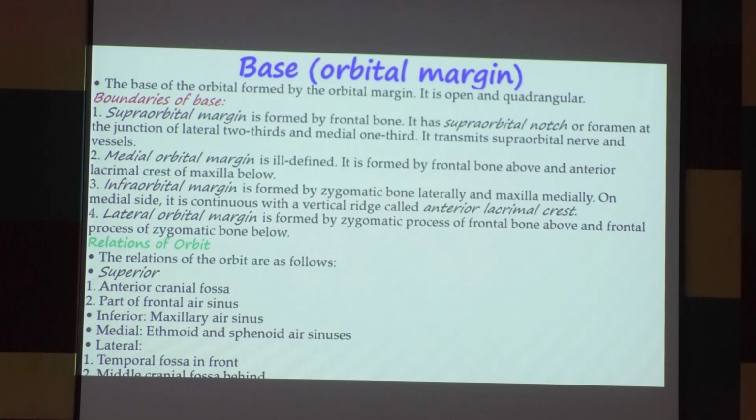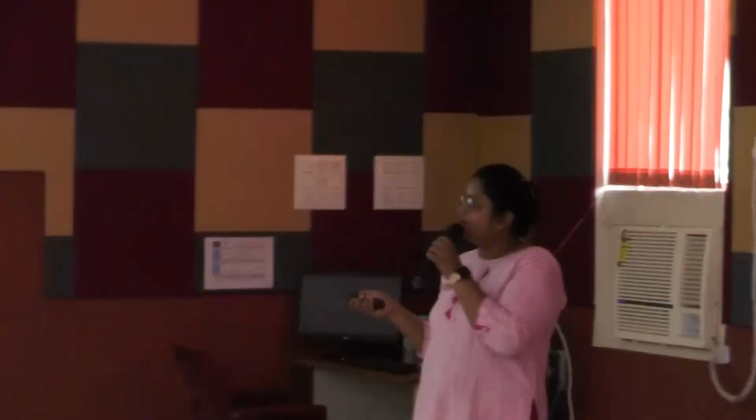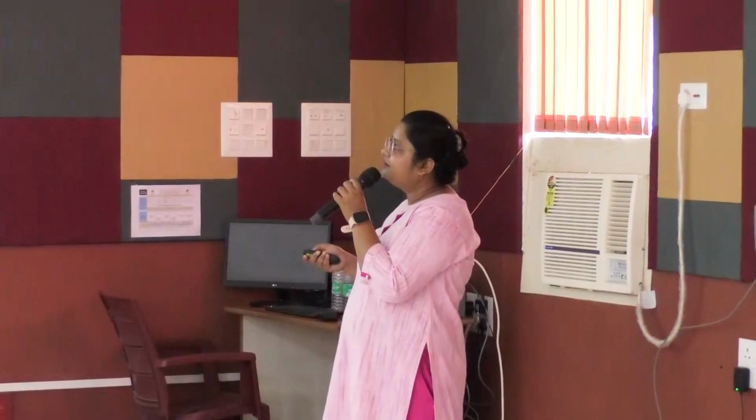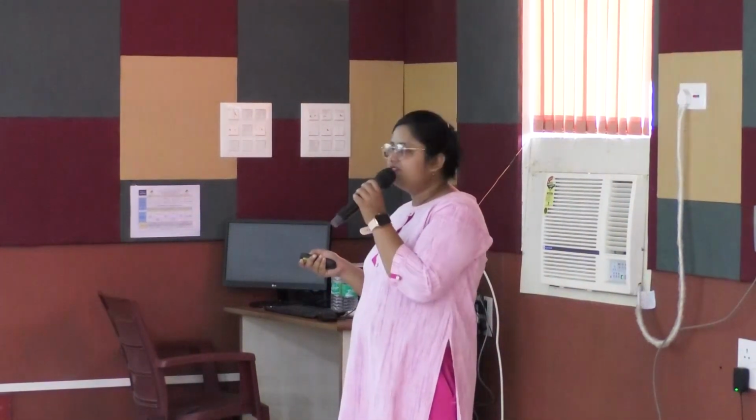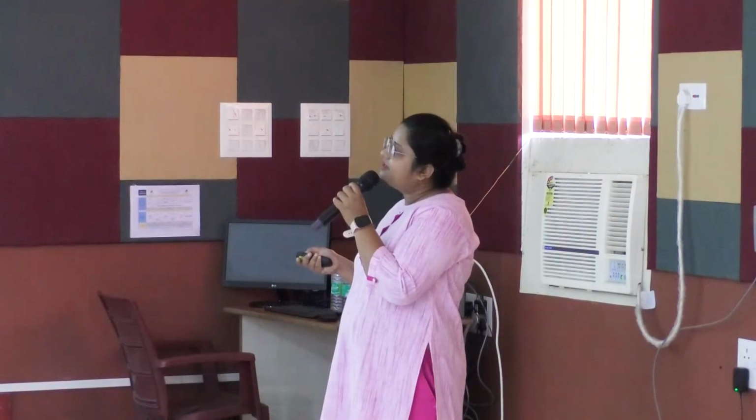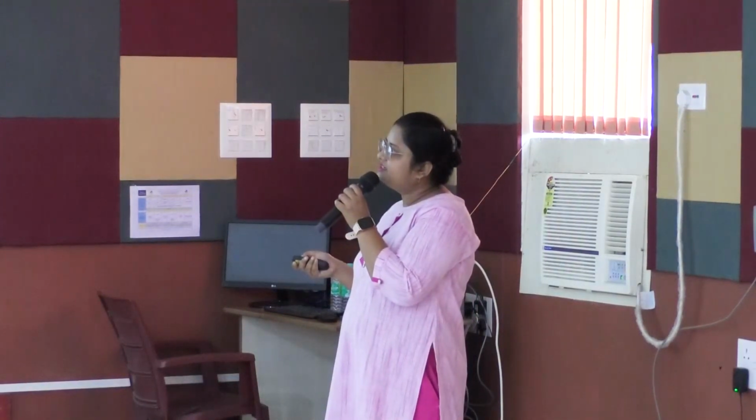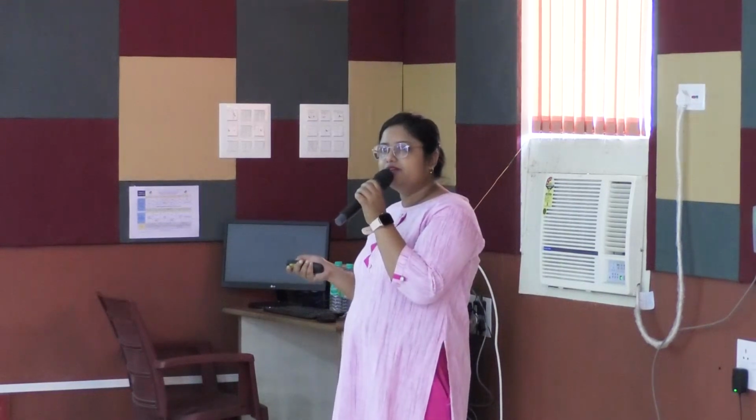You can see from the relations that the air sinuses of our body are lying just around or in between the orbits. The superior relation to the orbit is the anterior cranial fossa and part of the frontal air sinus. Inferiorly lies the maxillary air sinus, medially lie the ethmoid and sphenoid air sinuses, and laterally there is the temporal fossa in front and the middle cranial fossa behind. So these are the relations of the orbit.